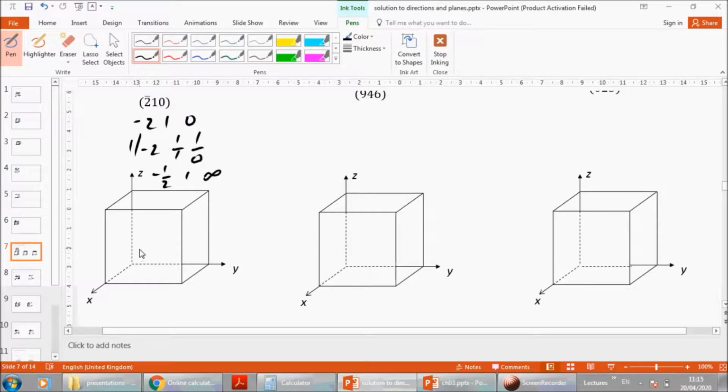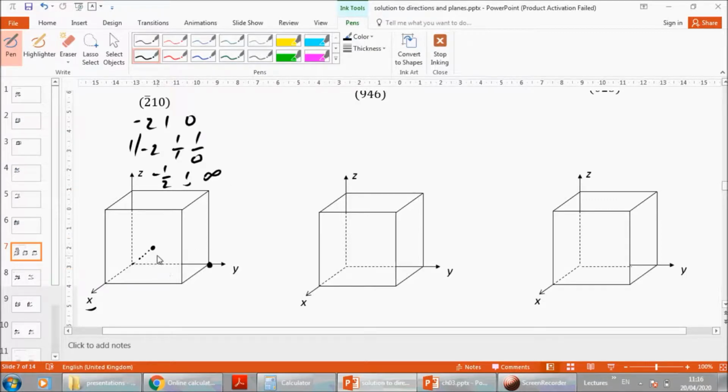So this plane should intersect the x-axis at negative 1 over 2. This is positive x, so I am moving back. Negative 1 over 2 is somewhere here. Mark the point. The plane should intersect the y-axis at point 1, which is here. Mark the point. Now this plane should be parallel to the z-axis because it is infinity.